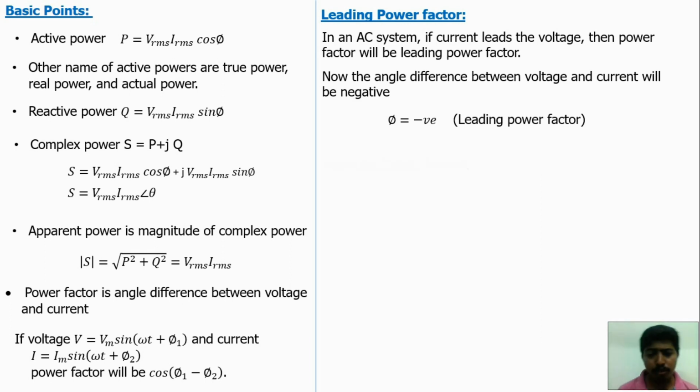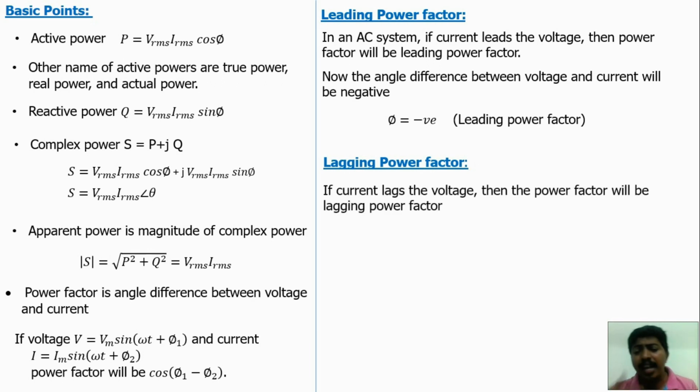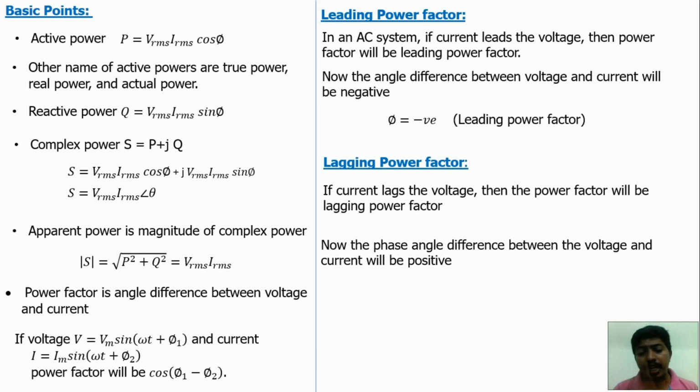Then lagging power factor. In an AC system, if current lags the voltage, then the power factor will be a lagging power factor. Current lags. So, the phase angle difference between the voltage and current will be positive. So, phi is positive for lagging power factor, and phi is negative for leading power factor. You should know these points, then only you can solve the problems. So, now we will solve the problem.